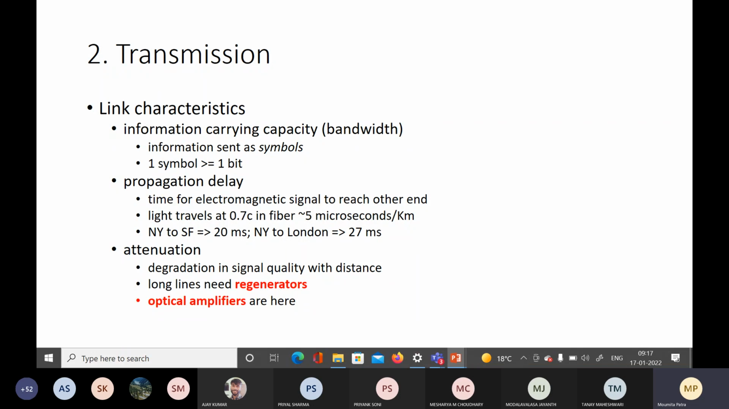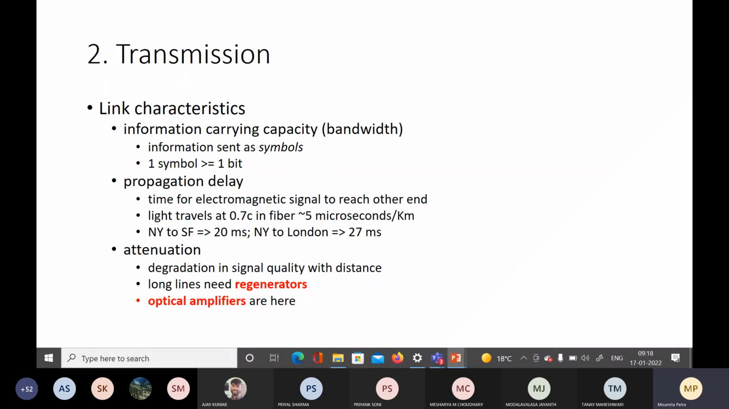But how is this transmission happening? What are the link characteristics? How is the propagation delay calculated? And what are the faults for such a circuit that we are reserving for the communication to happen? That is what we are going to study in this part. So let us first see what the link characteristics are for this transmission to happen.